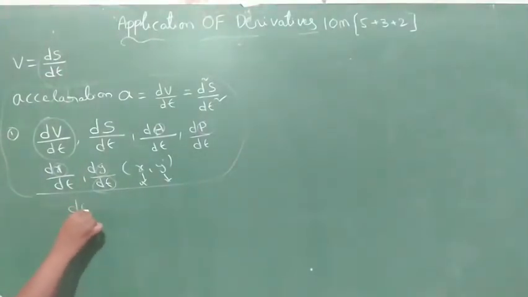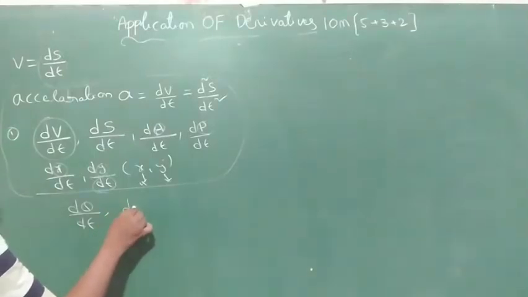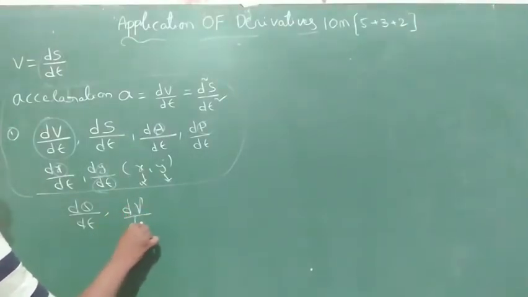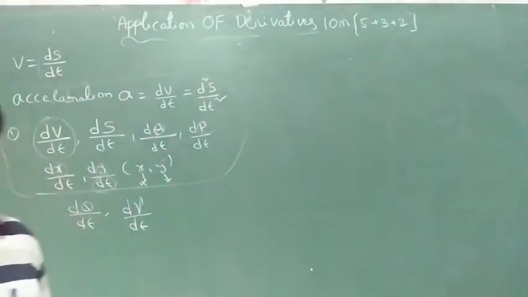The rate of change in theta means d theta by dt. The rate of change in gamma, d gamma by dt. Anyone, this type. Okay, first we have to be perfect in the formulas of cone, cylinder, sphere, cube. What is the volume of the sphere, what is the surface area of the sphere. The formulas are very easy, but it is a 5 marks compulsory question.